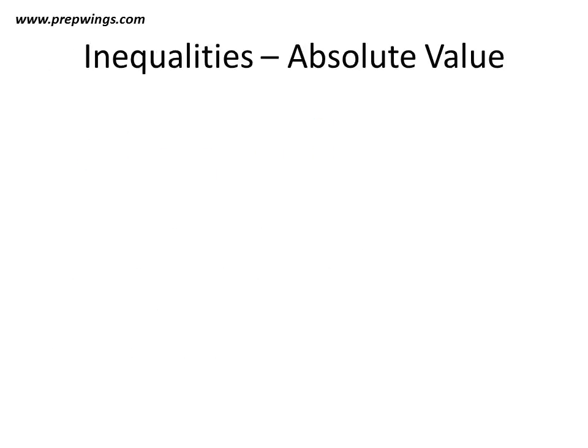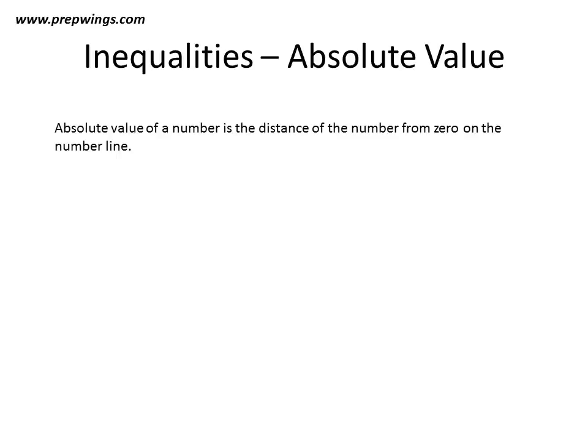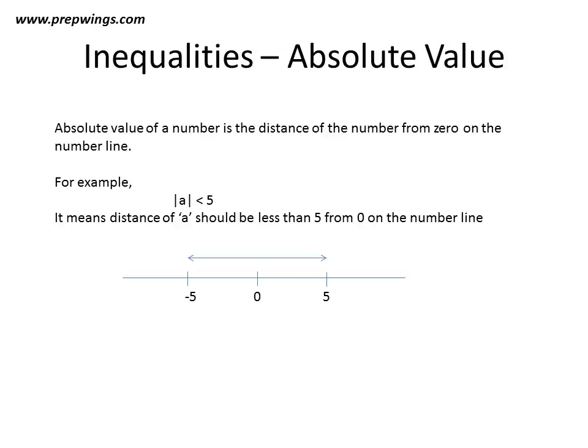Now we will be looking at inequalities for absolute value. So we know that the absolute value of a number is the distance of the number from 0 on the number line. Now if we are given an inequality of absolute value of a less than 5, absolute value of a means distance of a from 0 on the number line. So absolute value of a less than 5 means that the distance of a from 0 on the number line is less than 5. So what it means is that a lies between minus 5 and 5.